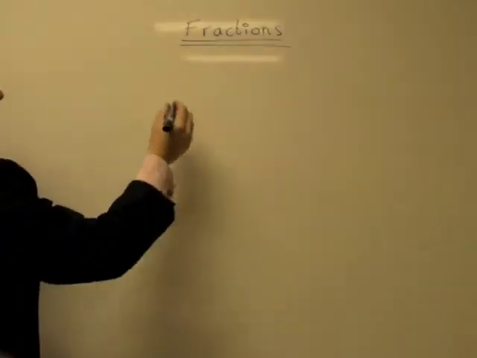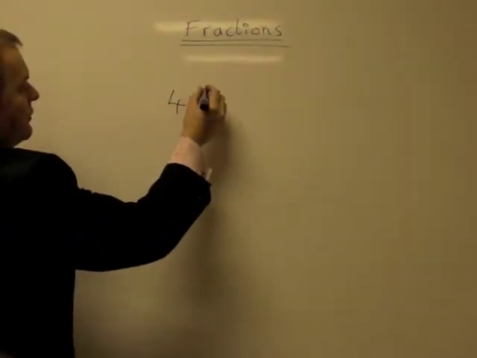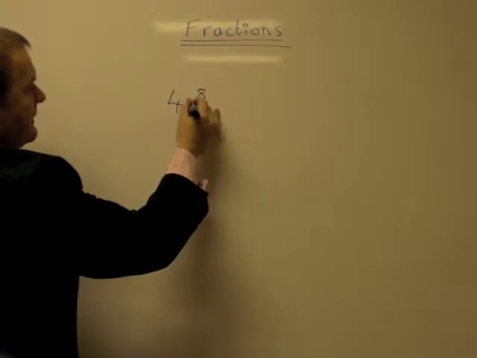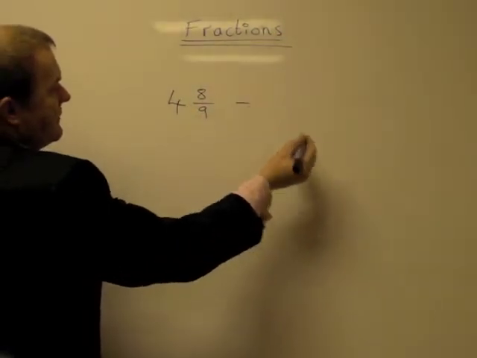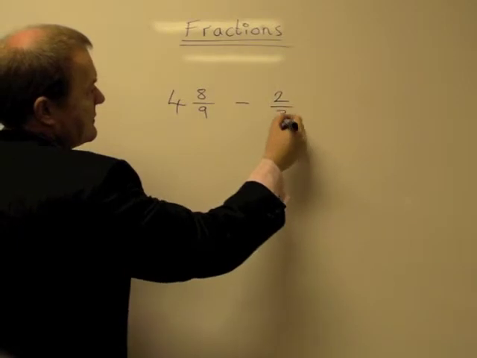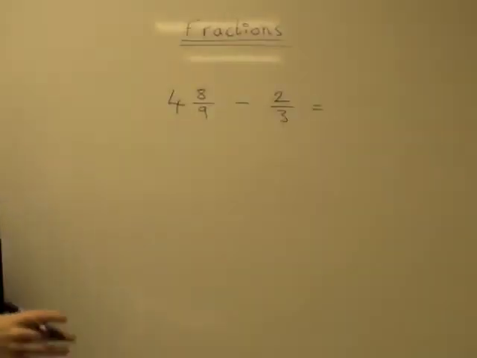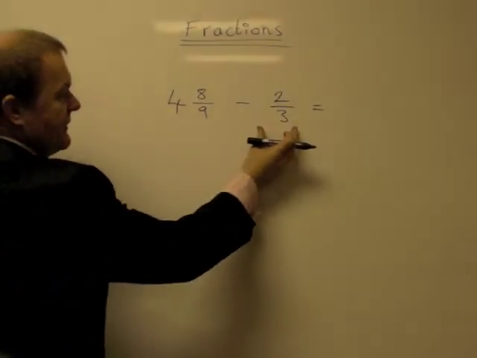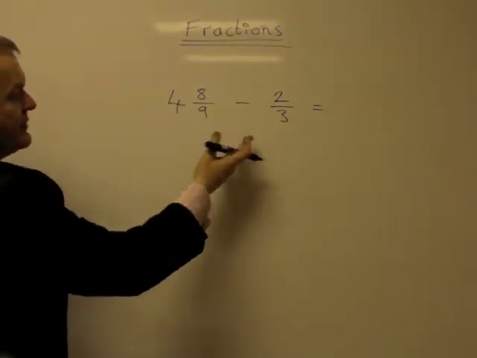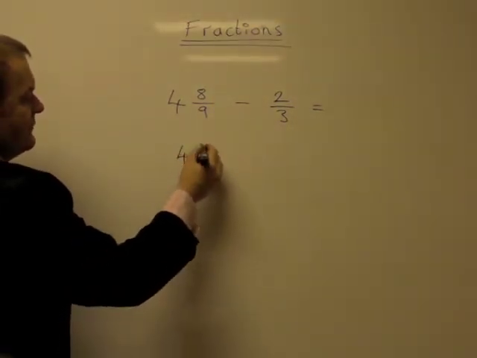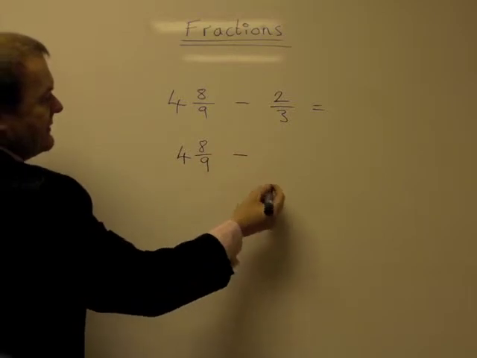Make it a little bit harder. 4 and 8/9 take away 2/3. So this time I'm going to change my fractions so that the denominators are the same. I'm going to change them to ninths. 4 and 8/9 take away.